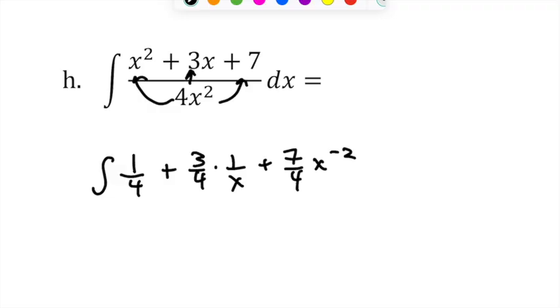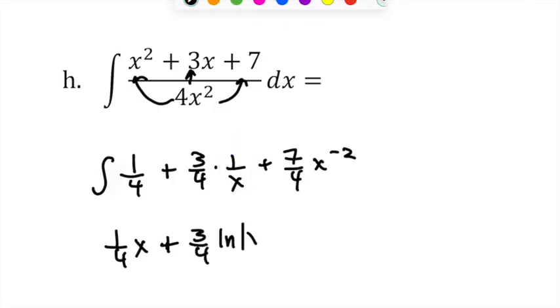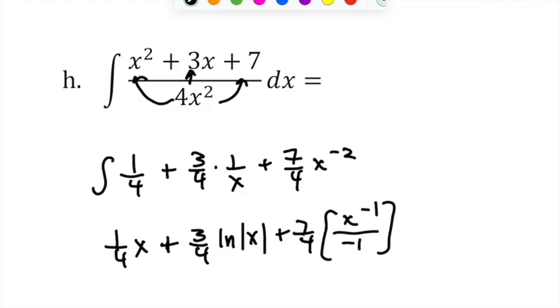And we're going to take our integral now. So the integral of 1/4 of a constant is just that constant times x, plus we know the integral of 1/x is log, so this is going to be 3/4 log of x. And then here we're going to add 1, which gives me -1, and then divide it. Always add your constant at the end.